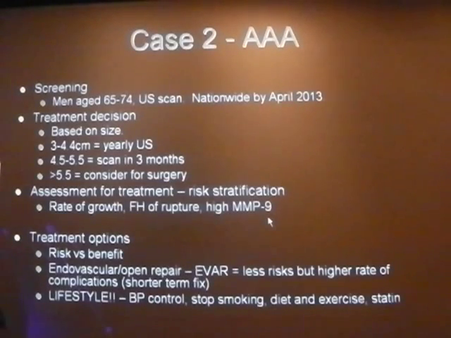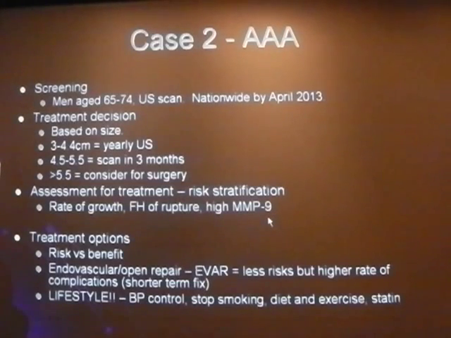This year as well is the first year where the screening programme for AAA is meant to be nationwide. So that might somehow come into the OSCE, as now it's meant to be something that's everywhere. So that's men aged 65 to 74, and they just have an ultrasound scan and then monitoring depending on how big the aneurysm is. So the treatment decision is based on the size of the aneurysm on the scan. So 3 to 4.4, you just get a yearly ultrasound. 4.5 to 5.5, you get a scan in 3 months. And if it's over 5.5, that's when you consider the surgery.